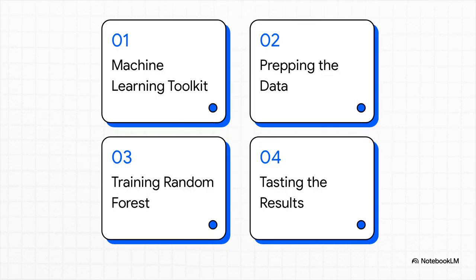First up, the machine learning toolkit. Second, prepping the wine data. Third, training the random forest. And finally, tasting the results.